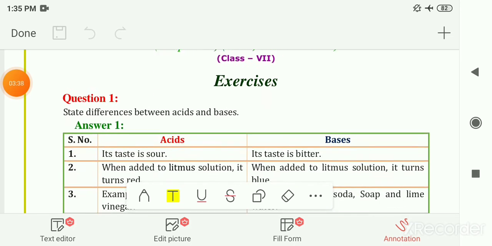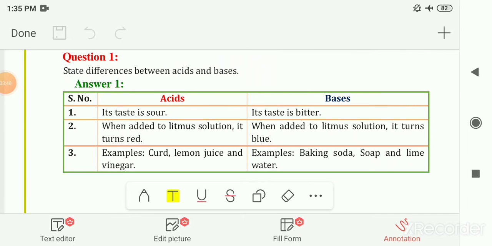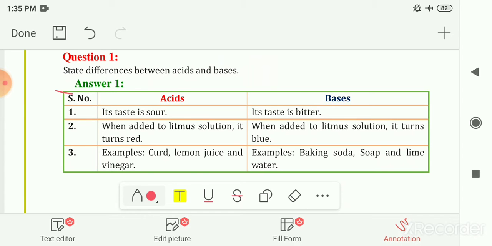So here the first question is, state the differences between acids and bases. The answer is given to you here. So in acids, the taste is sour. The acidic substances are sour to taste, whereas basic substances are bitter in taste. So its taste is bitter.